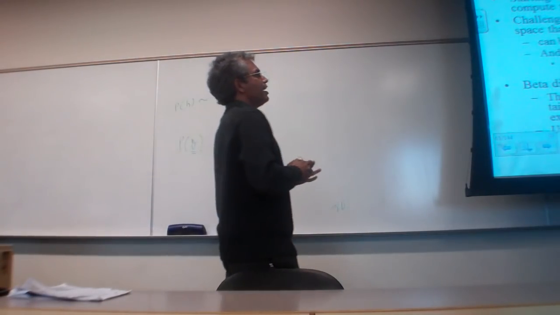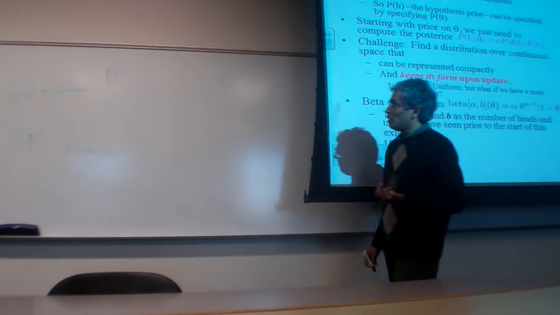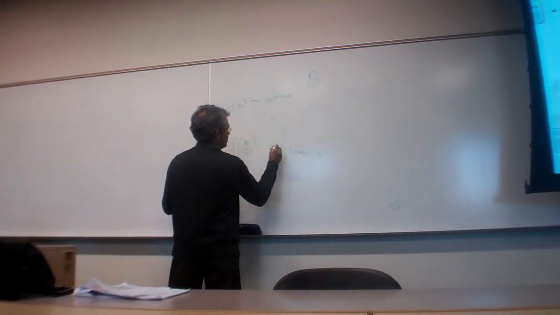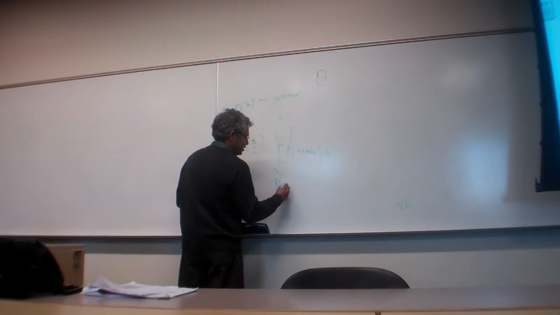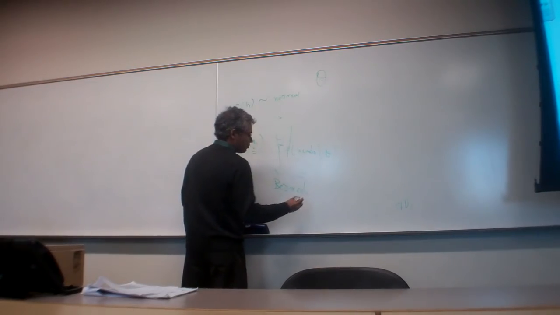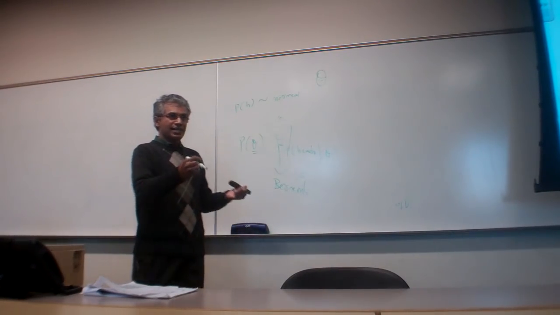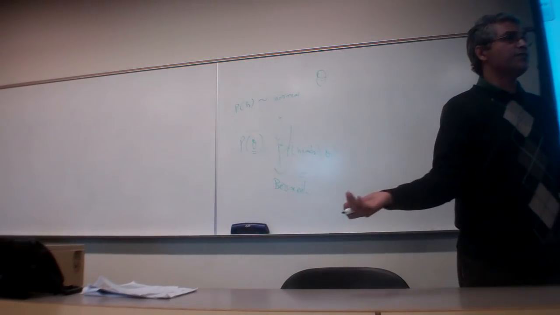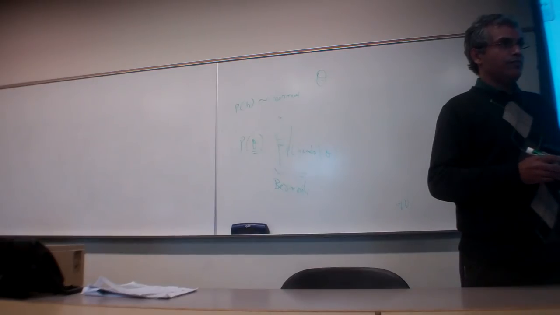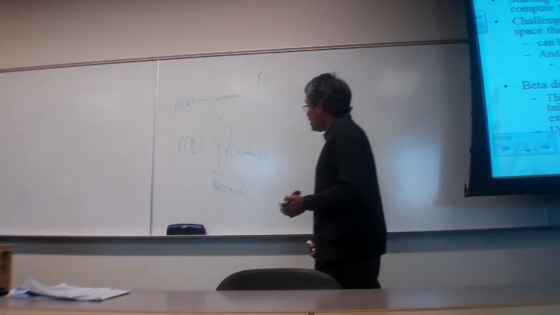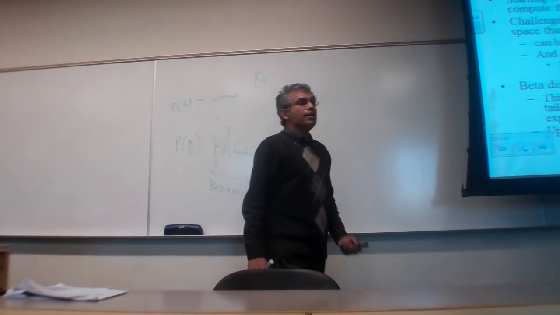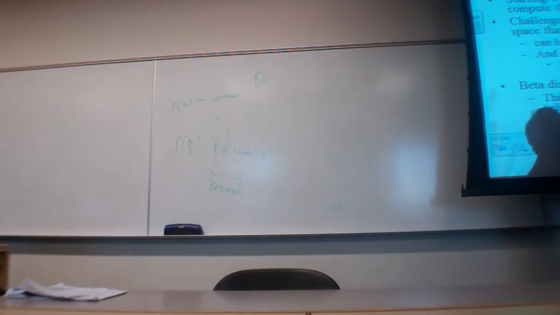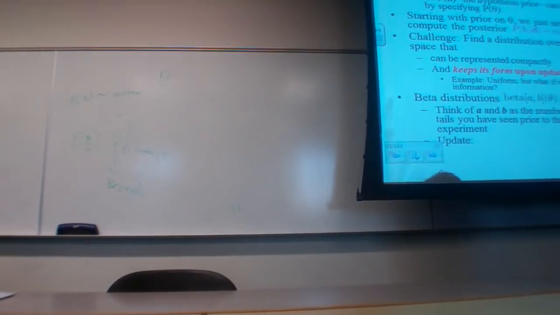It turns out that there is a family of distributions. By the way, this particular distribution here is called the Bernoulli distribution, because essentially it's telling you heads and tails, with heads coming with theta probability and tails with 1 minus theta probability. The conjugate for the Bernoulli distribution turns out to be a distribution called the beta distribution, which you may not have heard of before.